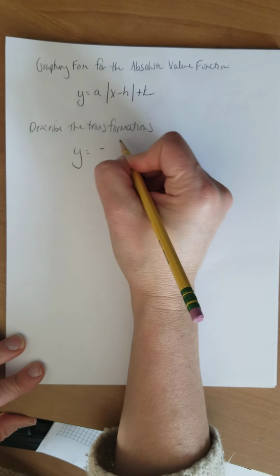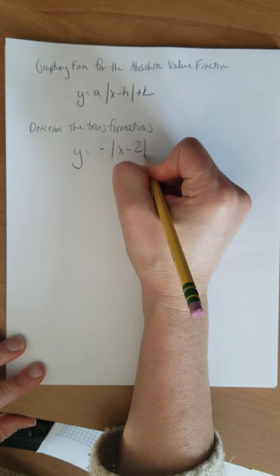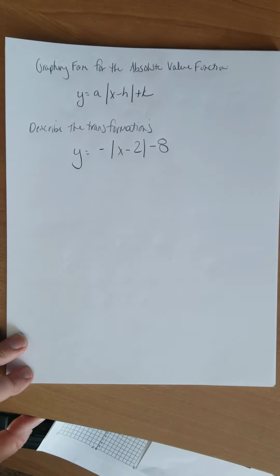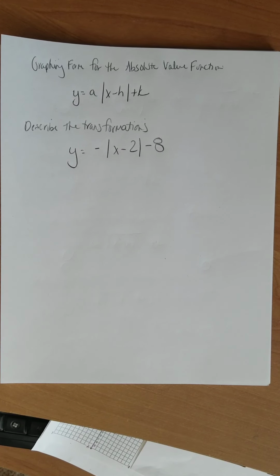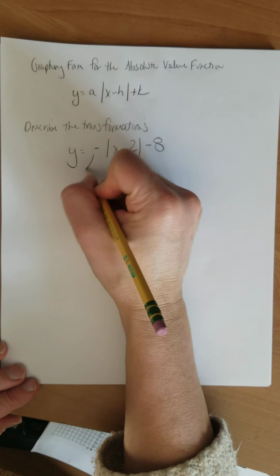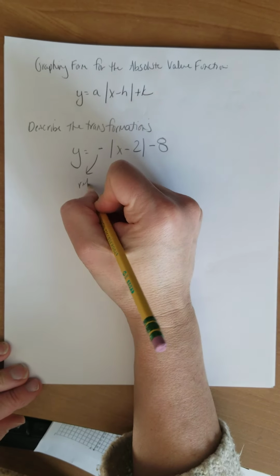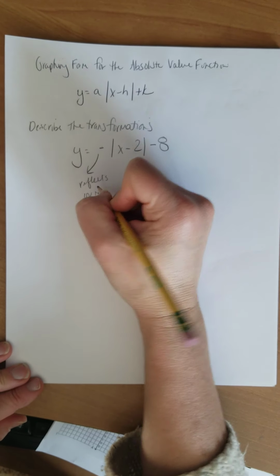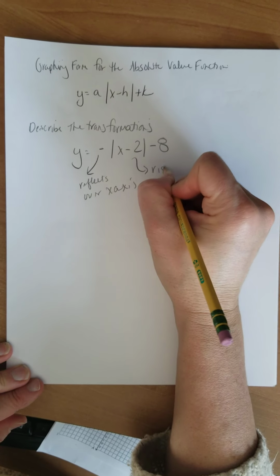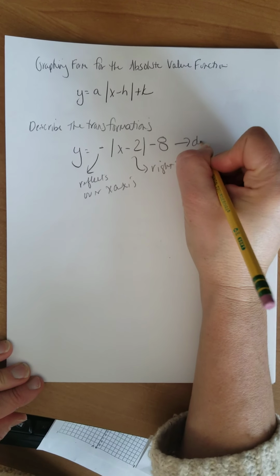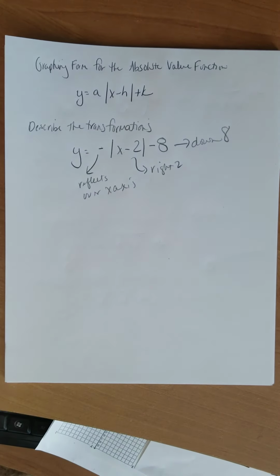Y equals the opposite of the absolute value of x minus 2 minus 8. And again, I should have said this earlier. If I'm talking too fast, just press pause. I just got a lot of things to do. We flip over the x-axis. The 2 is going to move it to the right 2 because it's in the opposite direction. This would be down 8.